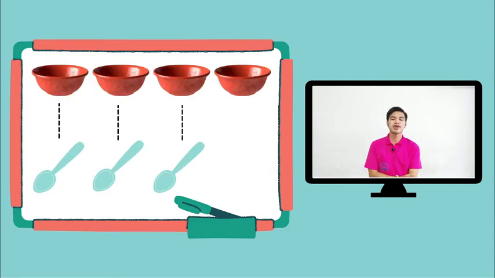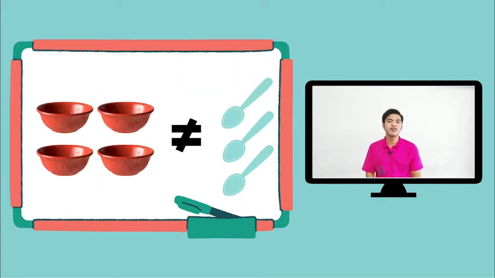And we have here another example. We have 4 bowls. Let's count it. 1, 2, 3, 4. There are 4 bowls. And then 1, 2, 3. There are 3 spoons. So since we have 4 bowls and 3 spoons, do you think 4 bowls are equal to 3 spoons? Let's see. No, it isn't. Very good, kids. 4 bowls are not equal to 3 spoons. They are not the same.